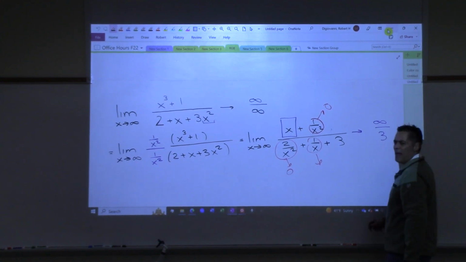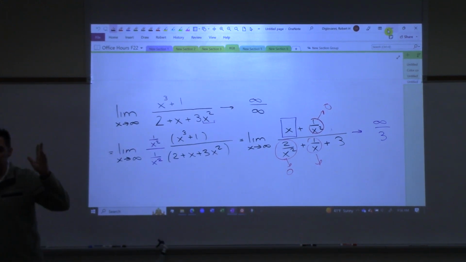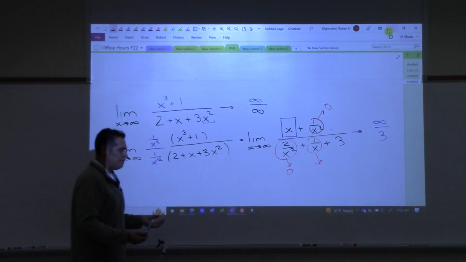3. What do you think that is? We haven't really seen this before. What? I heard. Infinity. Think about it. You have a number that's getting big, divided by 3. Isn't that still a huge number? So here, the answer is infinity.